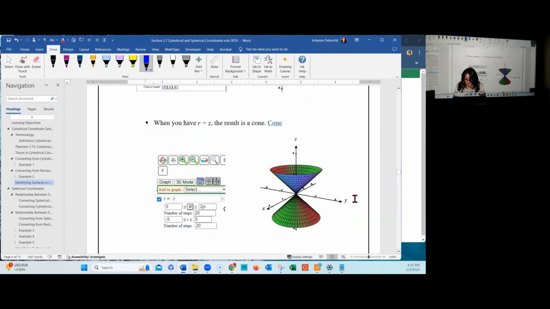If we have r equal to z, the result turns out to be a cone, a double napped cone. So it's got the upper part like an ice cream cone and the lower part like an ice cream cone. So this, again, we will use the function, r is a function of theta and z, and make sure that theta goes from 0 to 2 pi so you get all the way around the cone. And again, you want to extend your z values both up and down so that you're getting both naps of the cone. And you can see the picture of the cone right here.